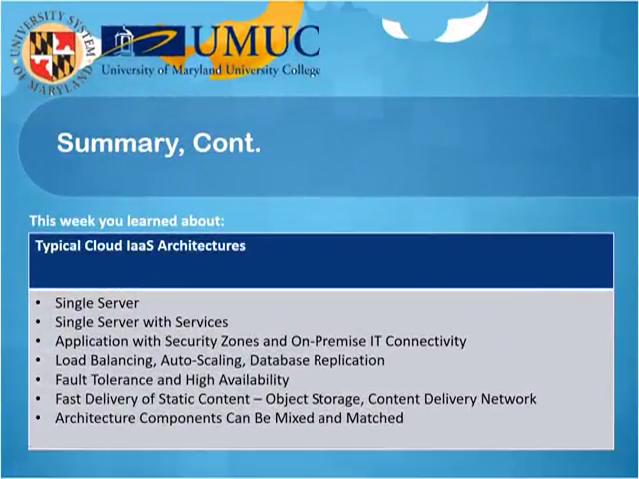You have also learned about typical cloud infrastructure as a service architectures such as single server with services, application with security zones and on-premise IT connectivity, load balancing, auto-scaling and database replication, fault tolerance and high availability, as well as fast delivery of static content with object storage and content delivery network. We hope that those architectures illustrated all the concepts covered in the previous weeks.